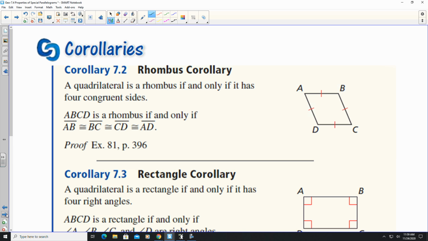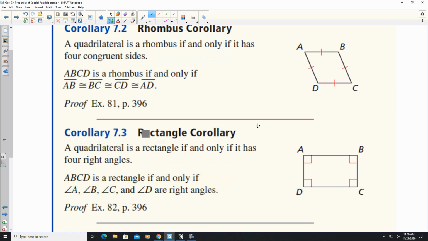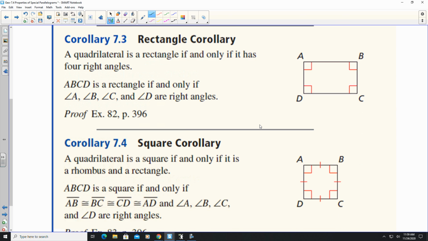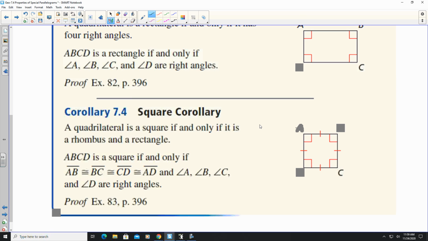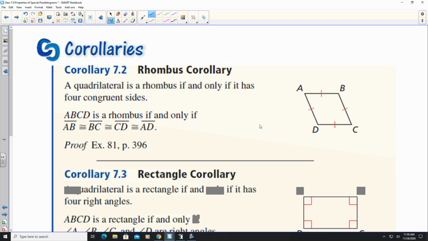So we have some corollaries to help us figure out what shapes create rhombuses, what shapes create rectangles, and what shapes create squares. Basically, these are just telling us what we knew from the description on the previous page.